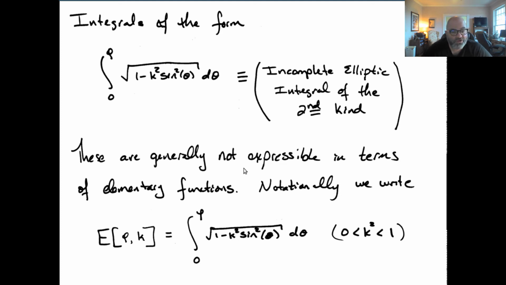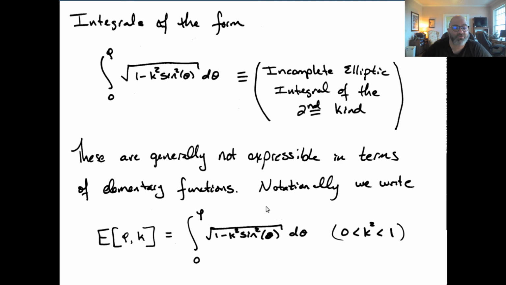So we can't really integrate them. None of our tricks tend to work, and we just have to leave them in this form. If we want to evaluate them, it becomes a numerical process. The notation you generally see for these is a capital E of phi, k, where phi and k are two parameters: phi being the upper limit on the integral, and k being the constant squared that's multiplying the sine squared under the radical.